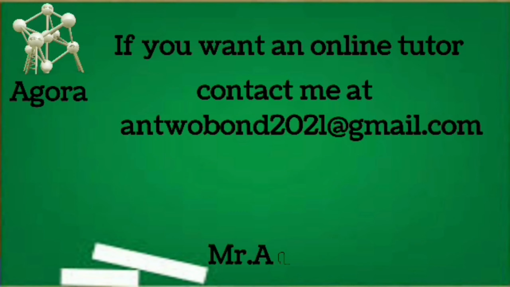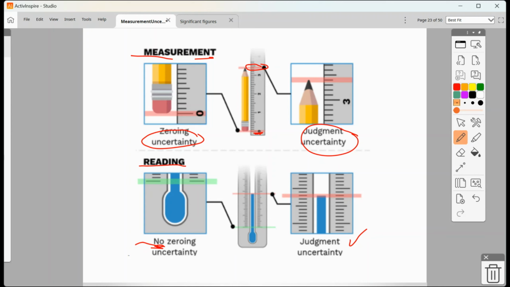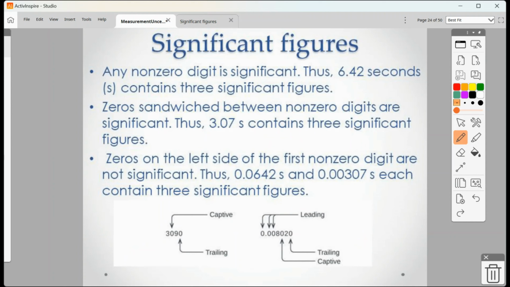The other thing is reading, and in reading we have only one uncertainty. We don't have zero uncertainty, but there is only judgment uncertainty. The reason is because when they made this device, they made it very carefully and they avoided this zero uncertainty. Okay, this is what we discussed in the last video. Now, today we will continue and we talk about significant figures.